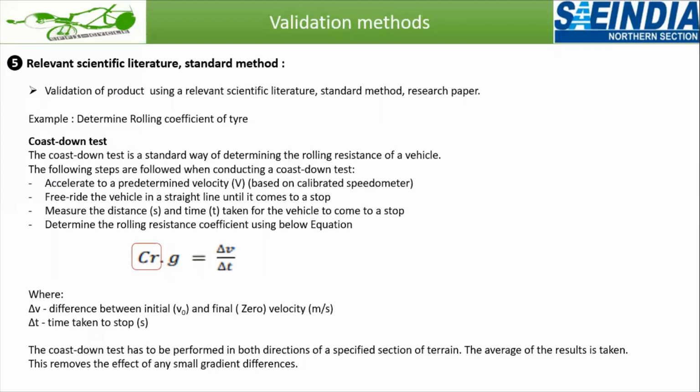Accelerate your vehicle to a predetermined velocity. Then free roll the vehicle in a straight line until it comes to a stop. Measure the distance and time taken for the vehicle to come to a stop. Using the below equation, you can calculate the rolling resistance of the tire. So this is all about validation methods.